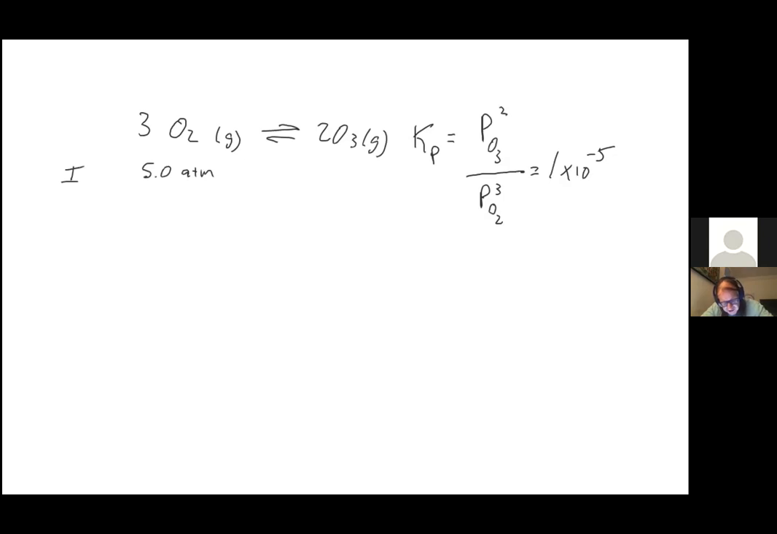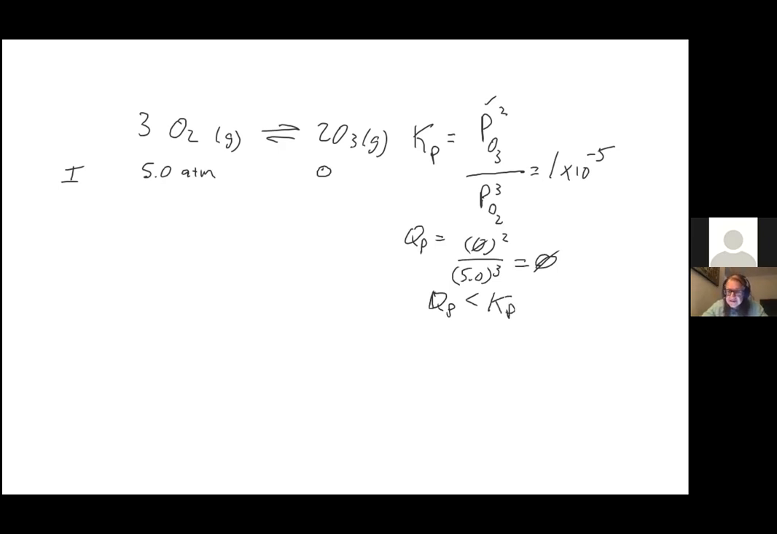And then again, this is 0. If it doesn't say there's any, it would tell you if there was some, so it must be 0. So we calculate Q. When you calculate Q, you just take your numbers and put them into this expression here. So 0 squared divided by the pressure of O2, 5.0 cubed. Well, that's 0, right? So that means that Q is less than K because it's 0.